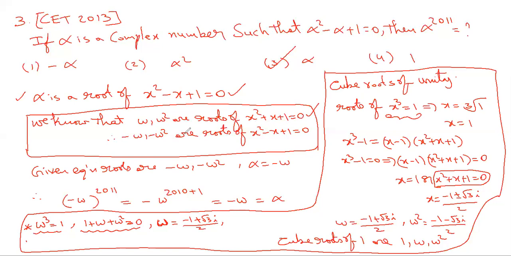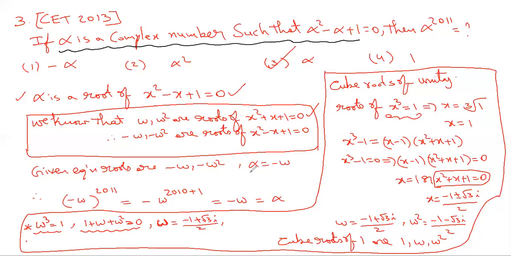And if you remember that topic that we learned from quadratic expressions, you replace x with minus x, you get this equation. That means roots should be multiplied by minus. So the equation with omega and omega square is this, then the equation with minus omega and minus omega square is f of minus x. X should be replaced with minus x. If you replace x with minus x, you get this equation. That means minus omega and minus omega square are the roots of the equation. But in the question, they have given that alpha is a root of this equation, x square minus x plus 1.